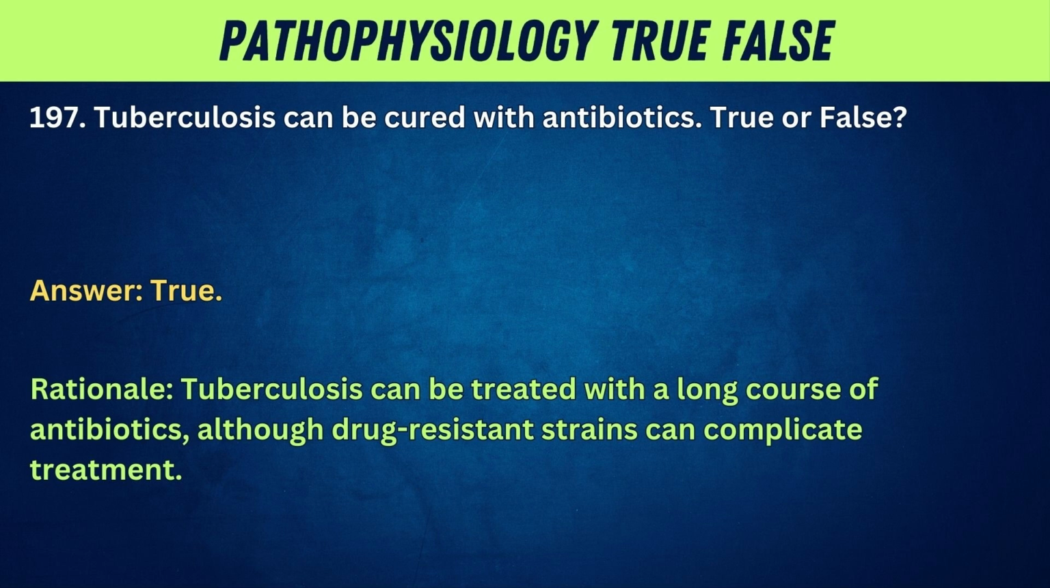197. Tuberculosis can be cured with antibiotics. True or false? Answer: true. Rationale: tuberculosis can be treated with a long course of antibiotics, although drug-resistant strains can complicate treatment.